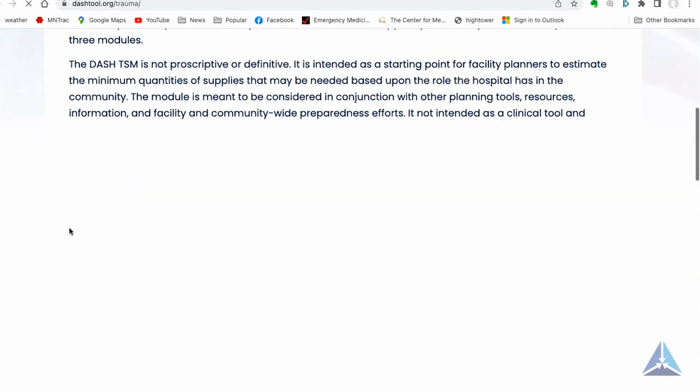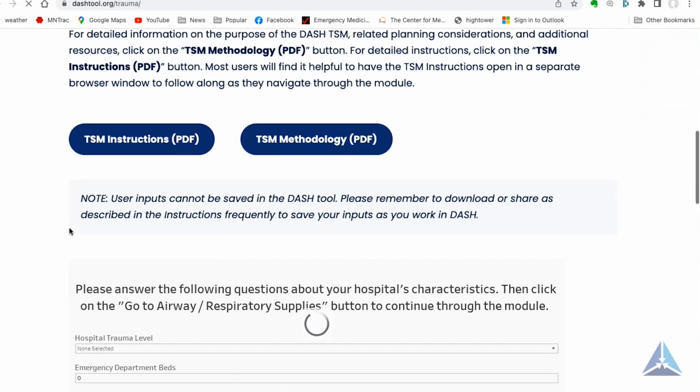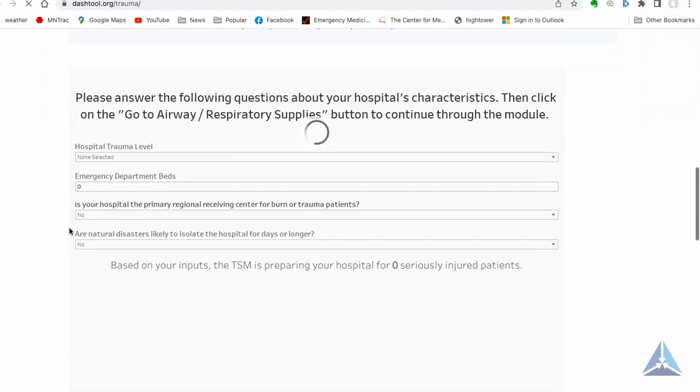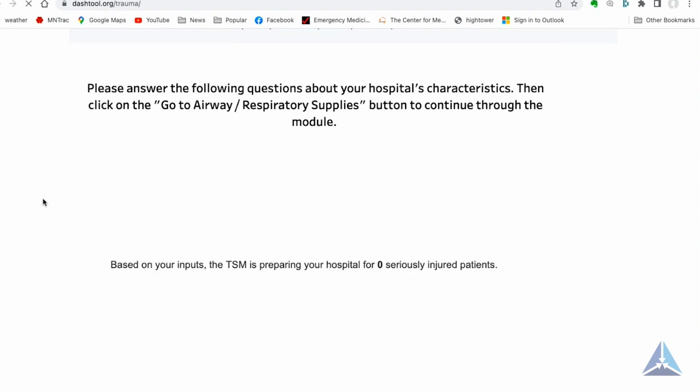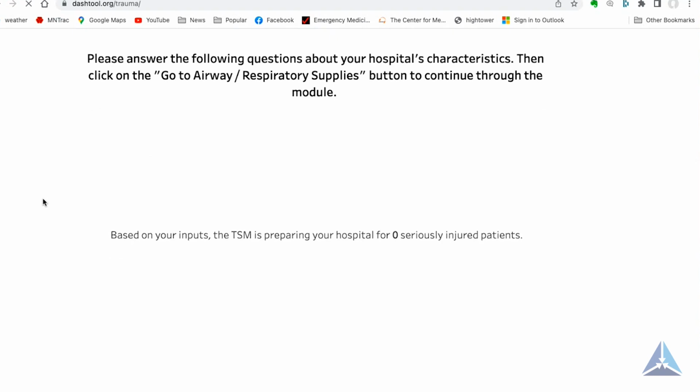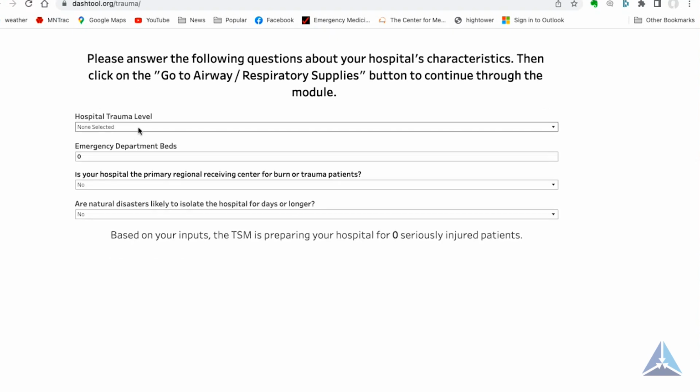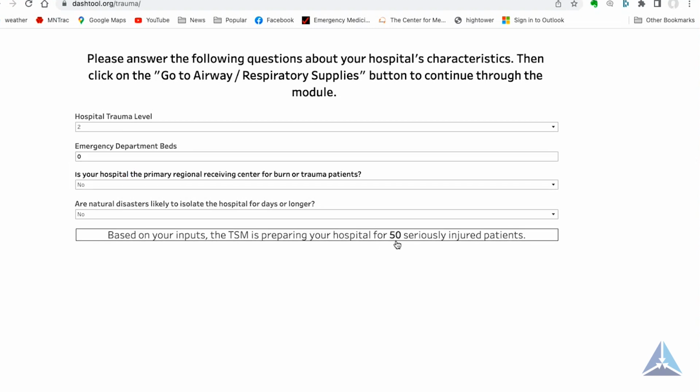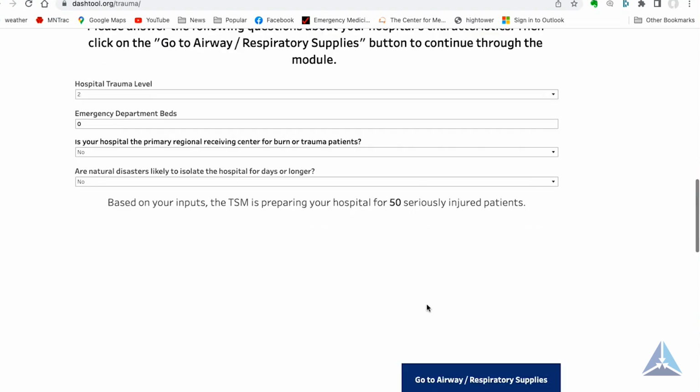The trauma supply output is actually relatively straightforward, because we're really basing this on the hospital trauma level and your role in the community as a single center or other major centers in your area. In consultation with the American College of Surgeons, we came up with some recommendations by each trauma level. We'll again choose a trauma 2. We're preparing for 50 seriously injured patients at this time. Again, very important to remember this is for serious injuries.